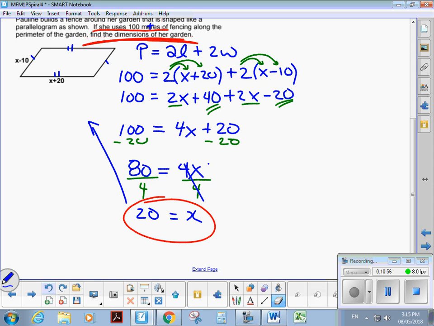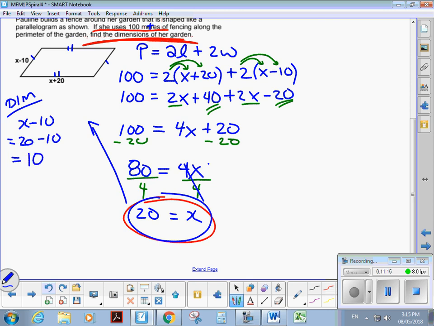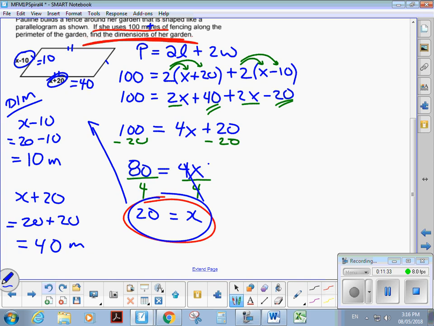Actually I won't put therefore. Okay, so dimensions, DIM. X plus 20 is the one dimension. X minus 10, okay? We'll work on copying skills here. X minus 10. Well, we just found out that x is 20. So 20 minus 10 equals 10 meters. So we know this side is equal to 10. On the other side, we had x plus 20. Well, we just said x is 20, so 20 plus 20 is 40. So this is equal to 40. So her garden is 10 by 40.